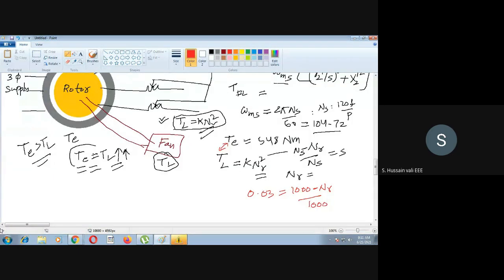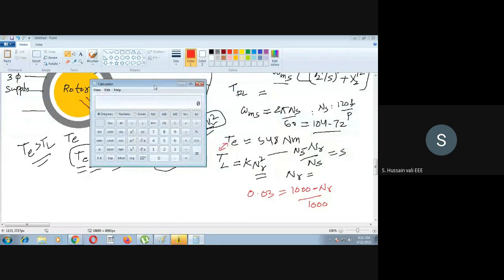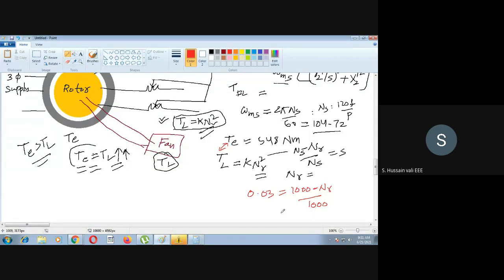So what is the answer you will get here? 1000 minus 30, so 970. So I think it is 970 only. So you will get nr is equal to 970. So this answer we got, 970. So this is at full load. Please remember now, this is at full load.